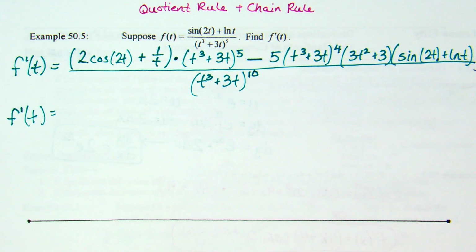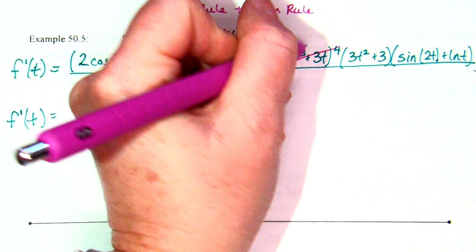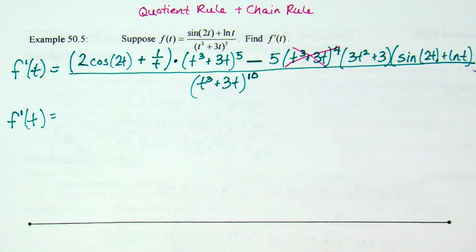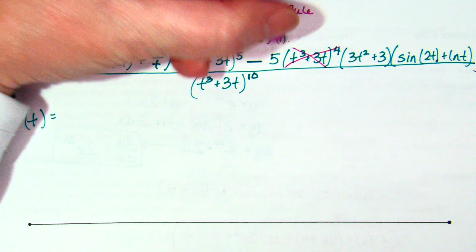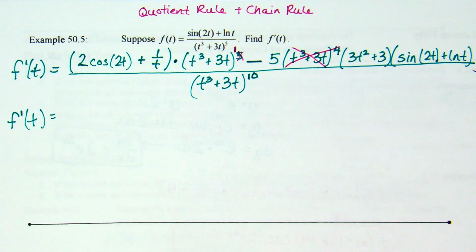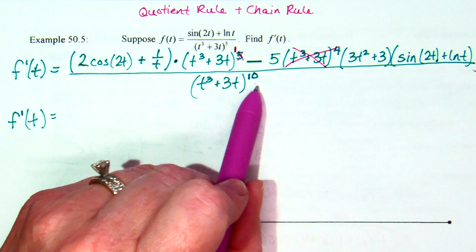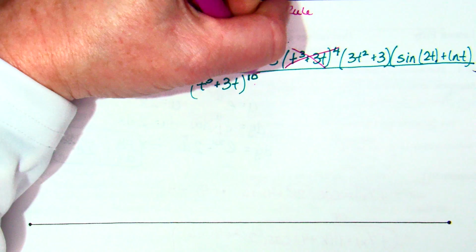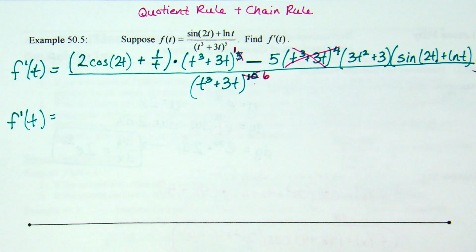It's like, if they all divide by 2, we divide them all by 2. They all will divide by t to the 3rd plus 3t to the 4th. So in that one, it's just gone. In the first one, if it's raised to the 5th and we divide 4 of them away, now it's going to be a power of 1. And the denominator, if there was 10 and we divide 4 of them away, that leaves me with 6. So those are kind of my new powers there.